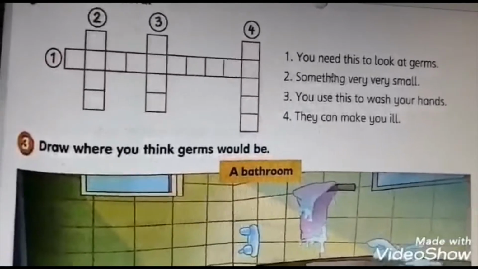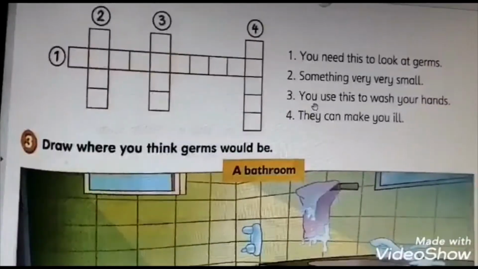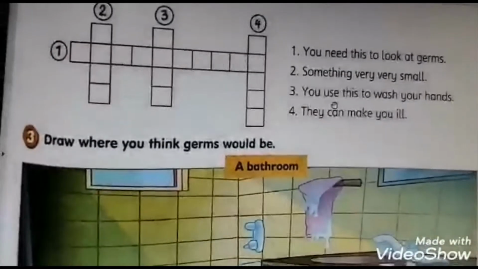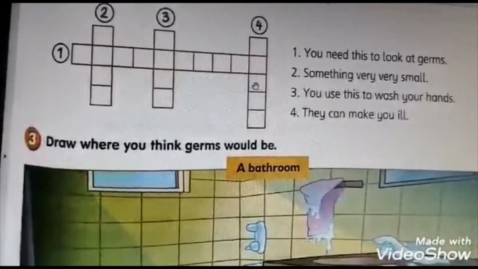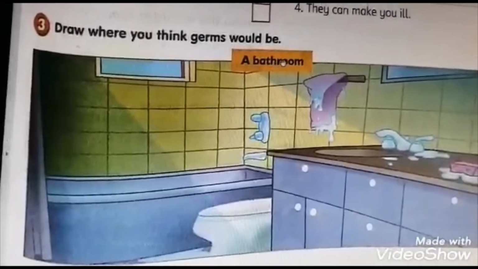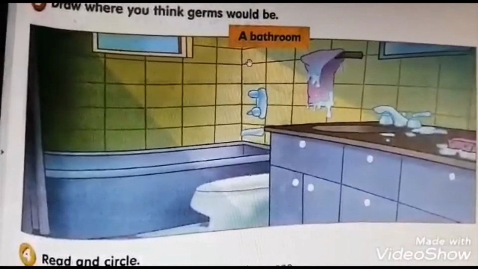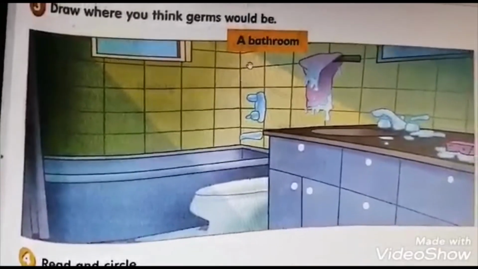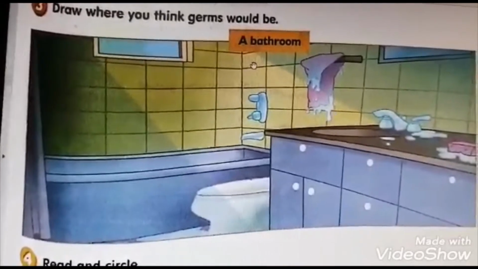Number 2, tiny. You use this to wash your hands. So what do we use to wash our hands? Soap. They can make you ill. What can make us ill? Yes, number 4, germs. Number 3, draw where you think germs would be. So as you know, the germs, where they can live. Where do you find germs? Yeah, germs like to live in warm, wet, and dark places.